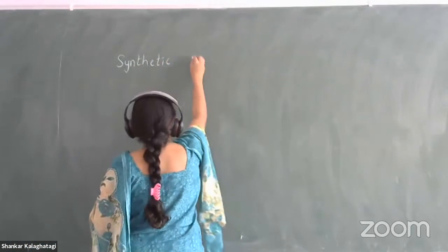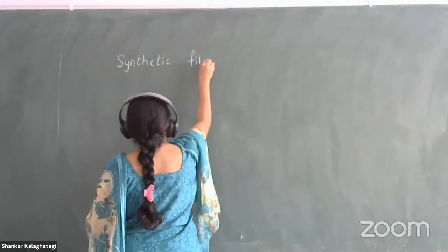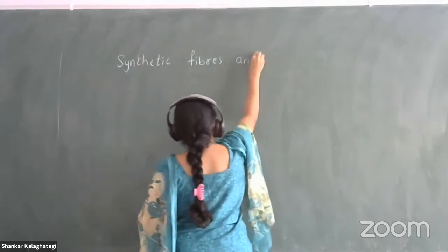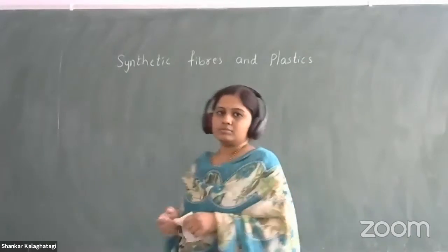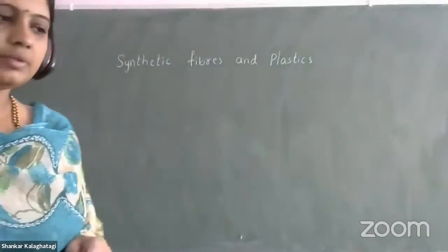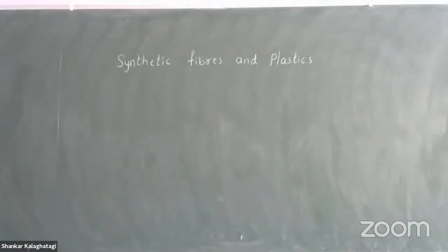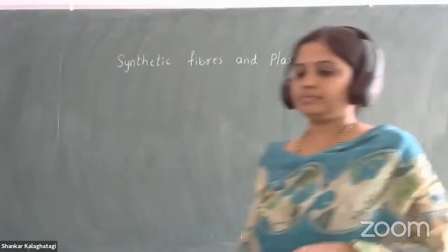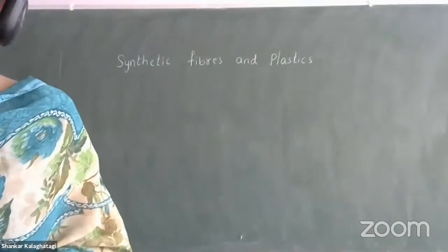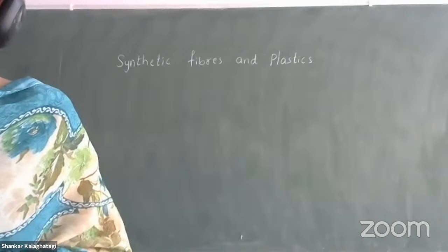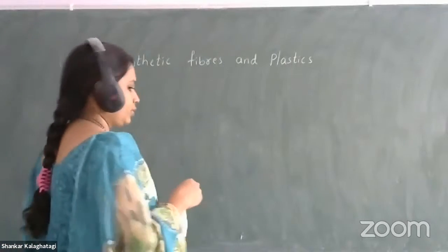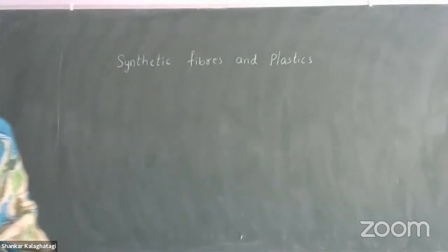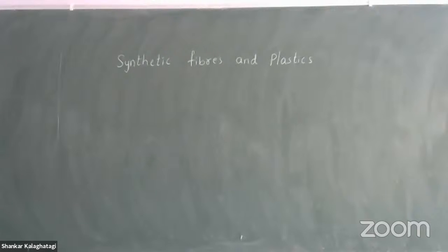What are we discussing, students? What were we discussing in the previous class? Yes, students? Plastics. Have you written the advantages and disadvantages? Yes, ma'am. Disadvantages also written? I think you have written only advantages. No, ma'am. Disadvantages also written. Okay.